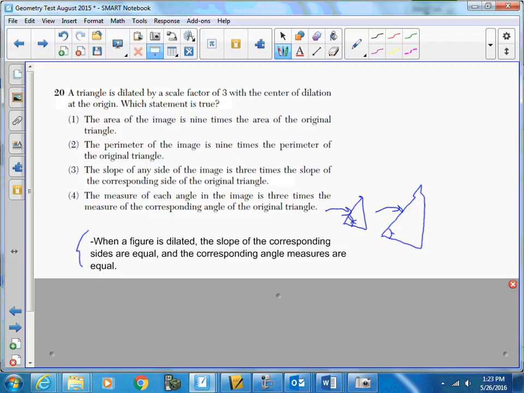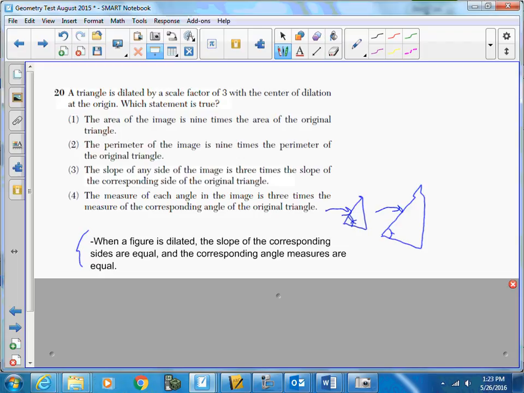The first one says the area of the image is 9 times the area of the original triangle. Number 2 says the perimeter of the image is 9 times the perimeter of the original triangle. The slope of any side of the image is 3 times the slope of the corresponding side of the original triangle. And the measure of each angle in the image is 3 times the measure of the corresponding angle of the original triangle.